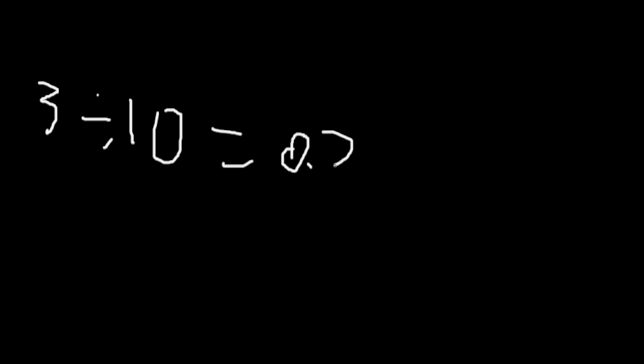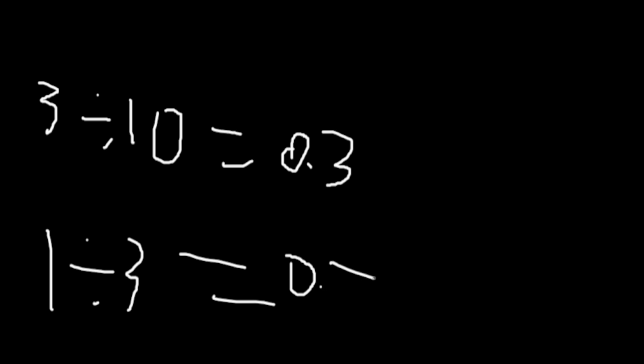Now, to look at repeating decimals, we have to look at two types of decimals. One is a terminating decimal. So, for example, 3 divided by 10 gives us 0.3. As you can see, 0.3 terminates because it stops at 3. Now, when we look at 1 divided by 3 equals 0.333, you can see it repeats indefinitely. And this is what we call a decimal that does not terminate.